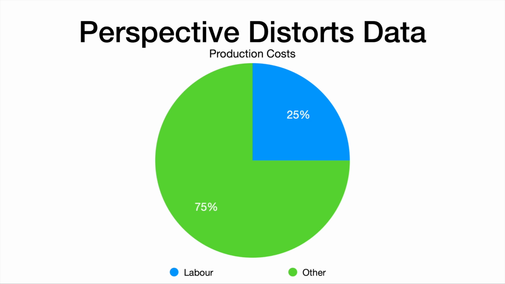So a pie chart is very useful for showing proportions of a whole. So here we're showing that production costs have 25% accounted for by labour, and then the rest is other things. So of the total cost of production, 25% of that is labour. And here we have a pie chart that shows that quite clearly.